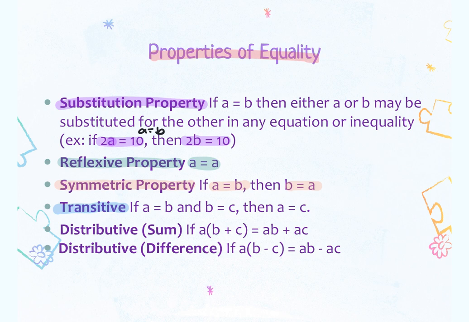Transitive is an if and then statement. So if A equals B and B equals C, then I can join A to C and say A equals C.